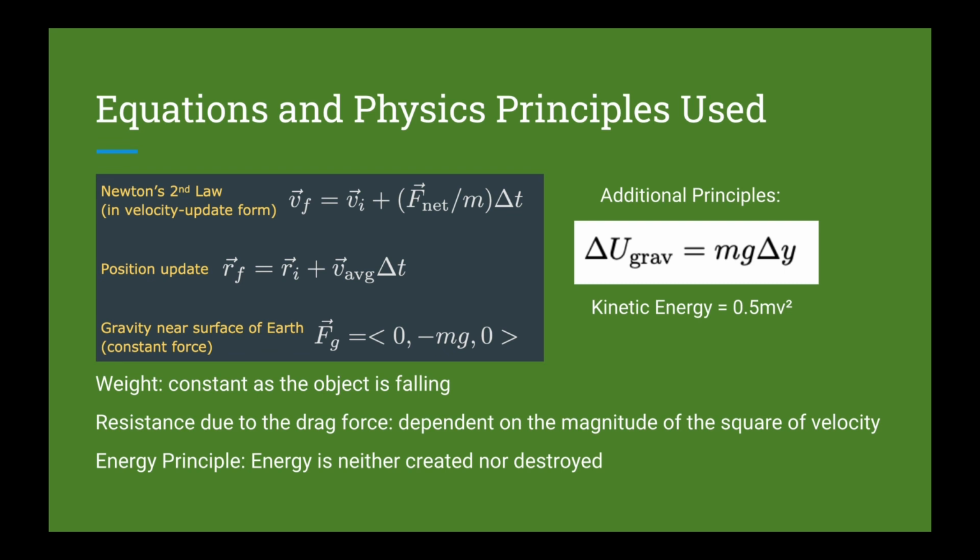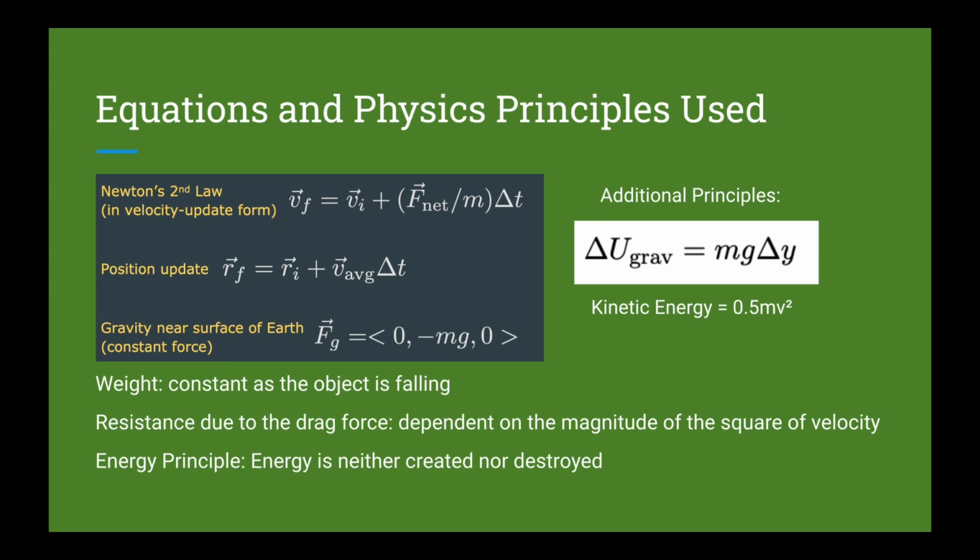Some equations and physics principles used included Newton's second law, and we used the velocity and position update formulas in each iteration of the loop, and we also know that gravity near the surface of the Earth is negative mg in the y component. Additional principles included kinetic energy, which is 1/2 mv squared. We also used gravitational potential energy, which is equivalent to mg delta y, or the height above the ground in this case.